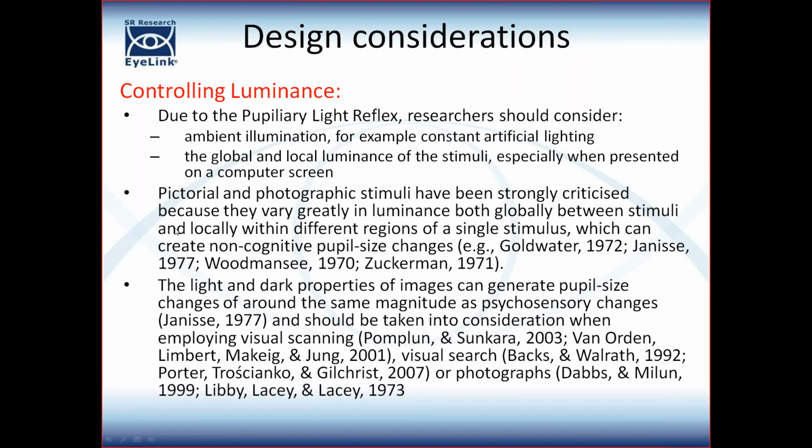A slightly more tricky issue is what I call local luminance changes. If you were looking at an image on the screen where the top half of the image was black and the bottom half was white, your pupil would be more dilated when you were looking at the black half than when you look at the white half. So these local luminance differences can cause problems, and were indeed problematic. Many of Hess's original research was criticized for not controlling these kinds of things.